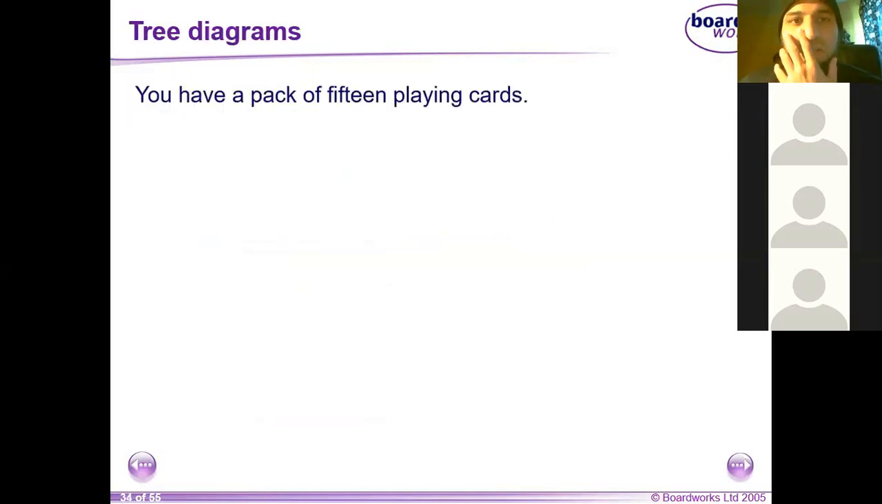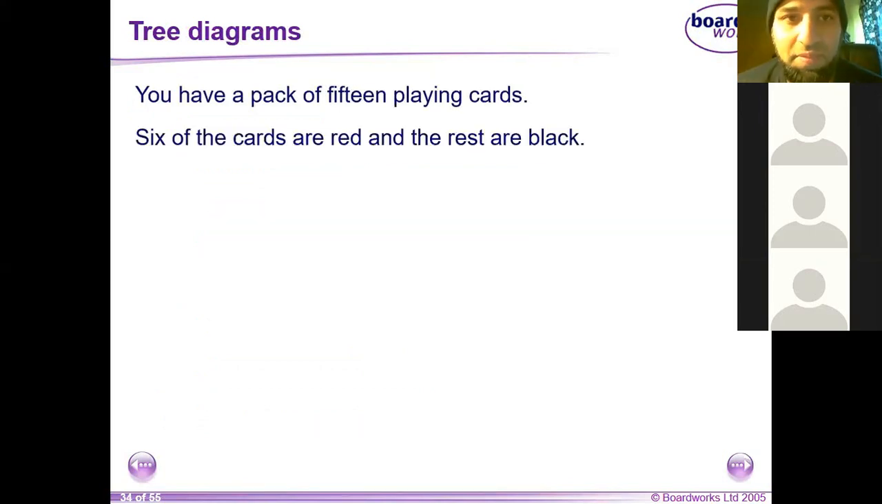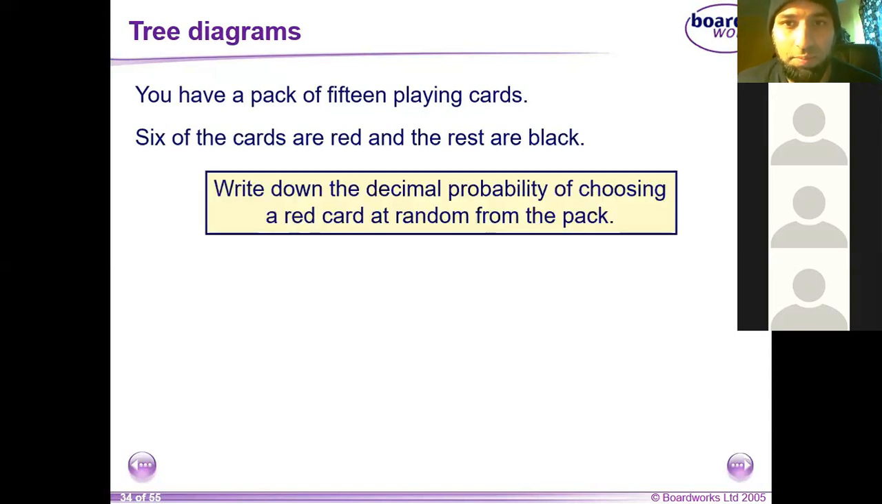So let's look at this example. You have a pack of 15 playing cards, yeah? 6 of the cards are red and the rest are black. So you can already see there's some probabilities involved. There's some red, there's some black. There's a chance of getting red or black. Write down the decimal probability of choosing a red card at random from the pack. So just think about this. You don't even have to write down. If I have this situation, what's the probability of me getting a red card as a decimal number? Think about it. I'm going to give the answer in a second.